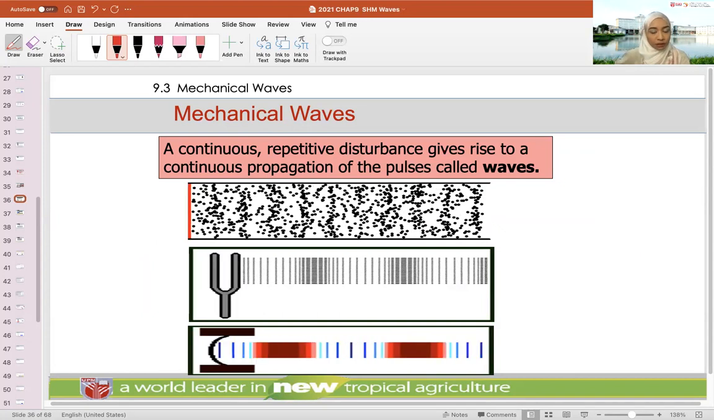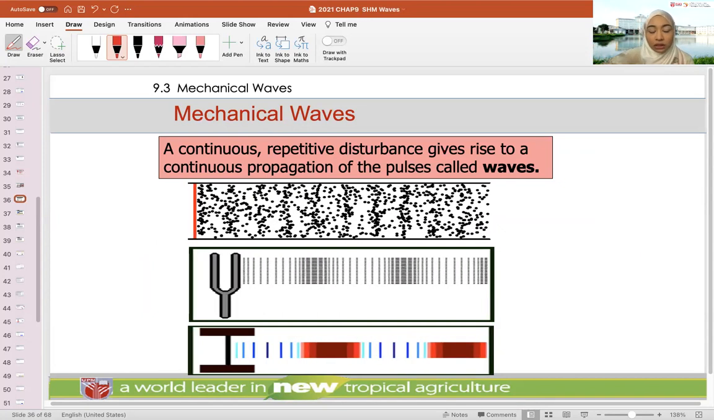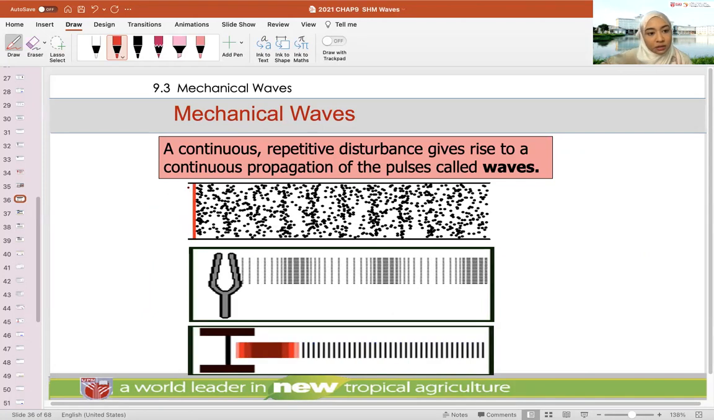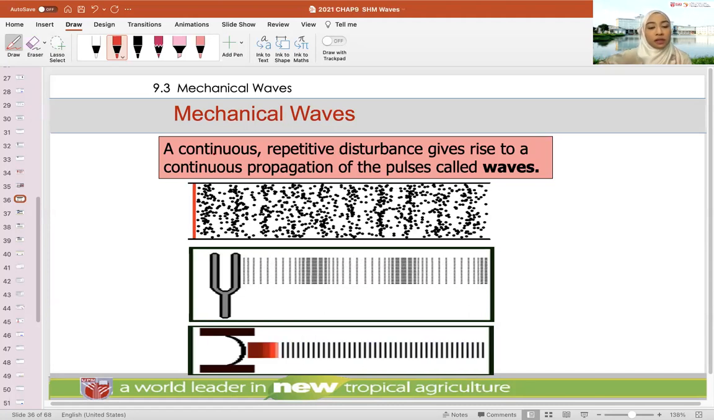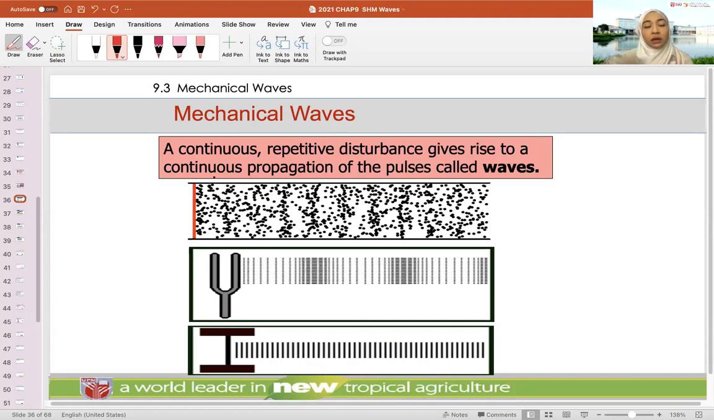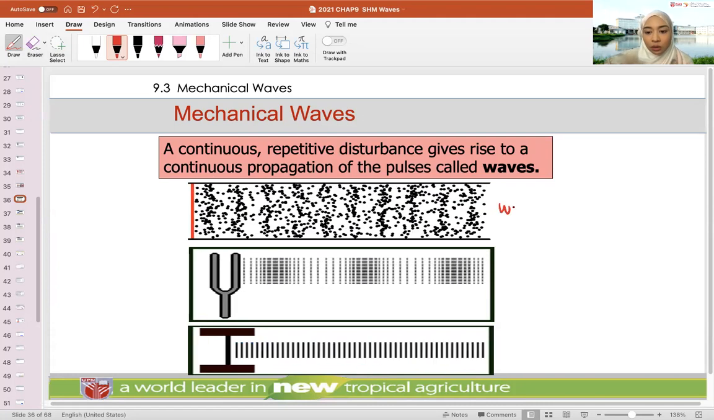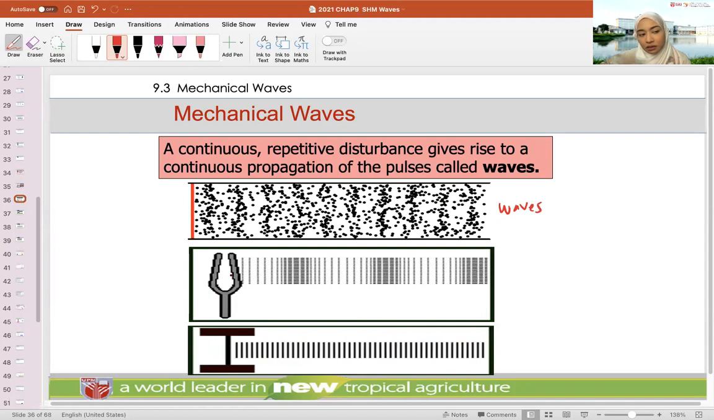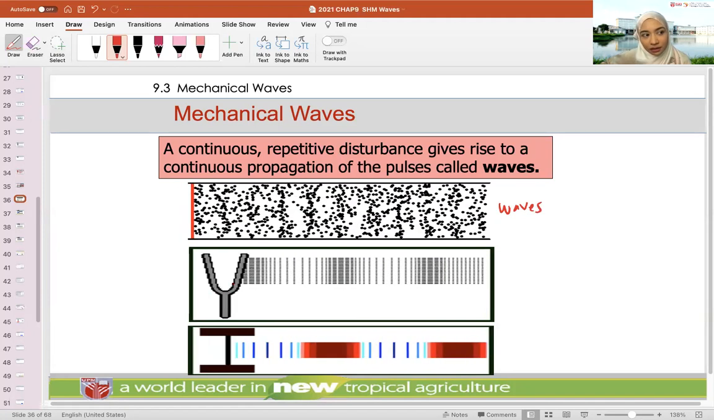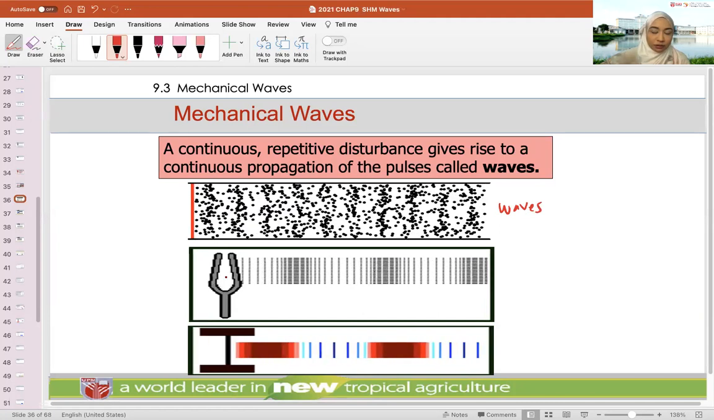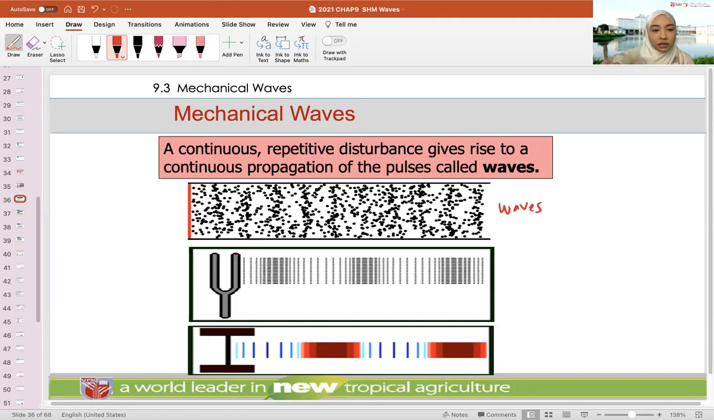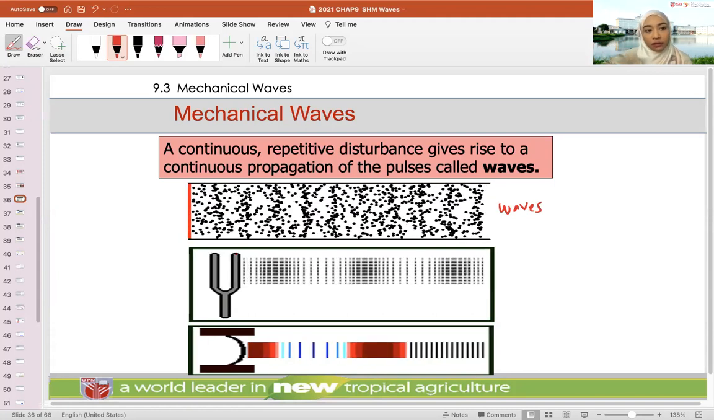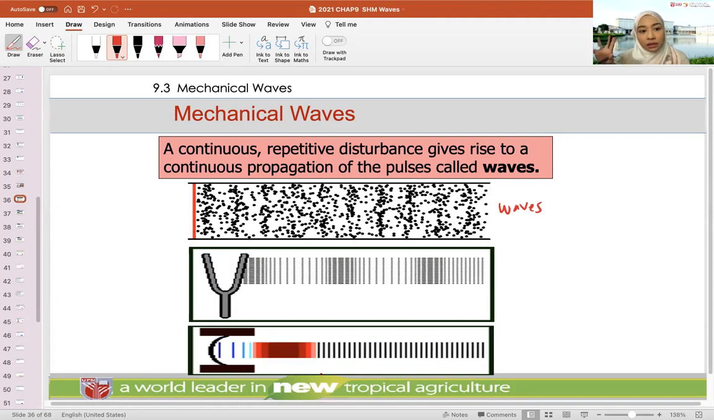Okay, so that was pulse, and now we're talking about waves. Waves is when it becomes repetitive. So this object is doing the compression repetitively. Therefore, we have disturbance going on repetitively, and we call this waves moving. And again, in this one, I think this is called a fork. I forgot. Okay, let's call it a fork. And then this fork is vibrating, so it vibrates the particles in the air. And because of that vibration, you hear something like ding, right?